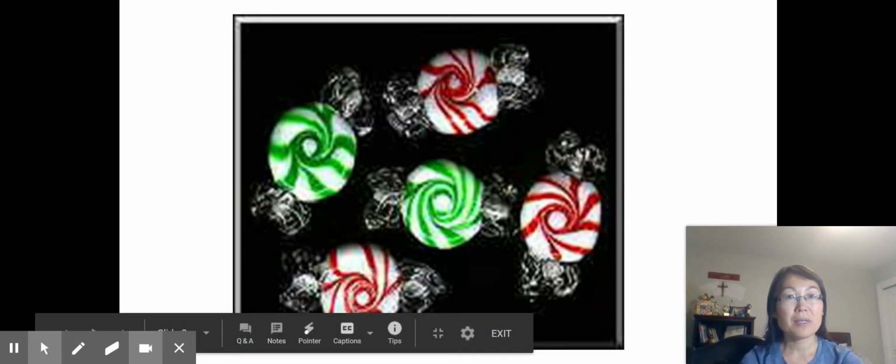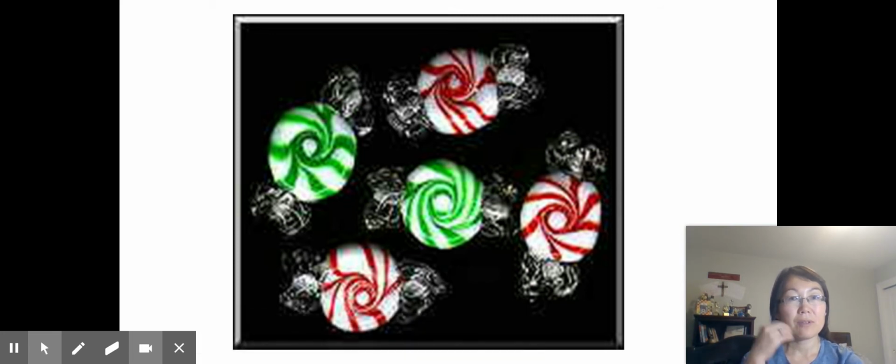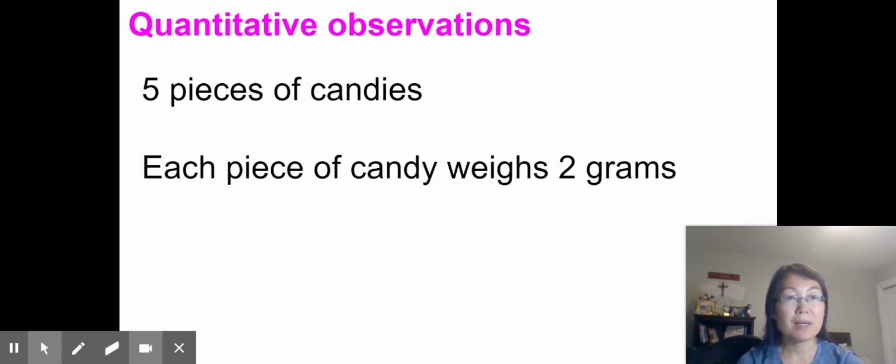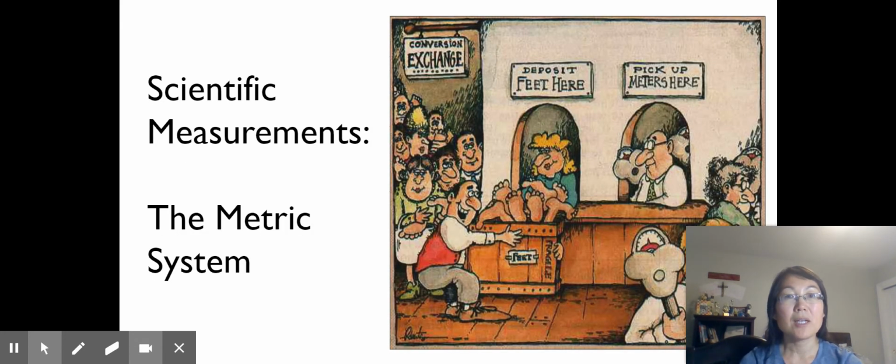So just for example, if you saw those candies, use your five senses, you're going to see there are some red and some green ones, and you may taste it. You say it's sweet. Those are qualitative observations. Quantitative observations, you might count them. There are five pieces. You can also weigh them on the scale. You can say each one weighs 2 grams. That's basically quantitative observations.